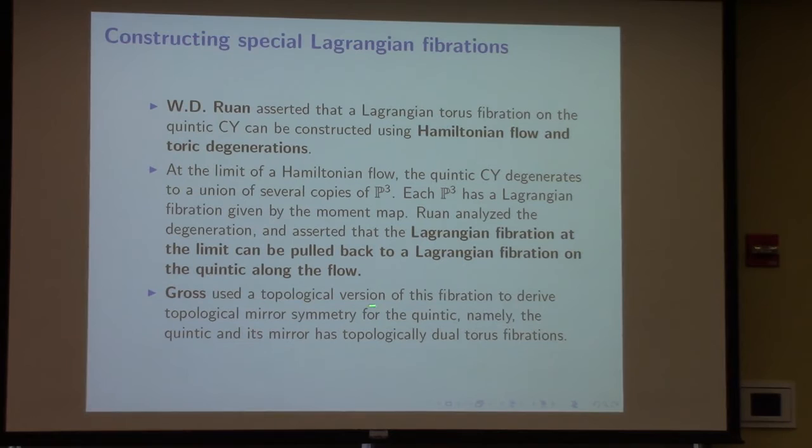But anyway, Mark Gross makes use of Ruan's construction to give a topological version of this fibration to derive the topological mirror symmetry. Namely, if you use this topological torus fibration, you actually construct the mirror quintic. And this, I think, is very encouraging because the topology actually is changed, and it's not so obvious that you can do it. So this tells you that Ruan's construction should not be too far away from truth, and that the SYZ conjecture may have some meaning. That work was done about 15 years ago.